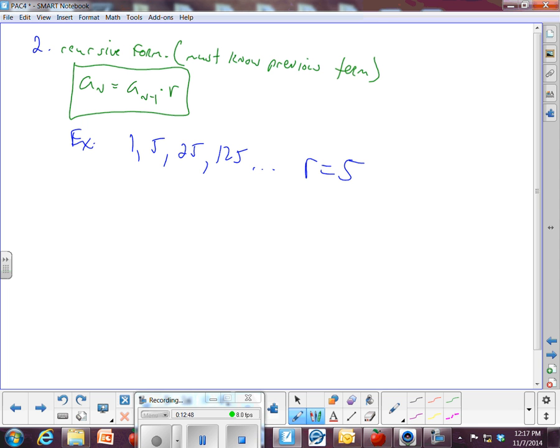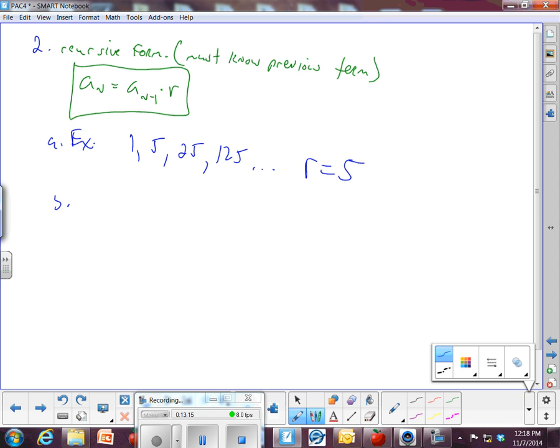If I asked you for the 37th term, you'd say, oh man, I'm going to be multiplying all night, because now you have to do 5 times the 5th, and then 5 times the 6th, and then 5 times the 7th, 5 times the 8th, and on and on it goes. Let's make that A.